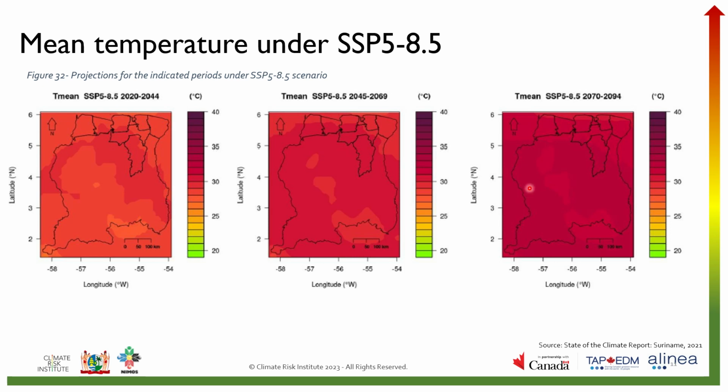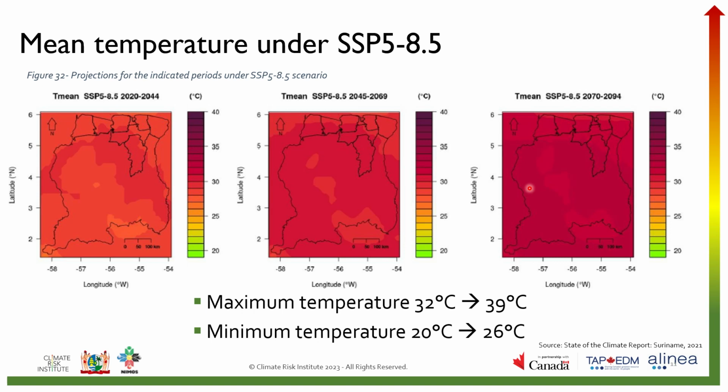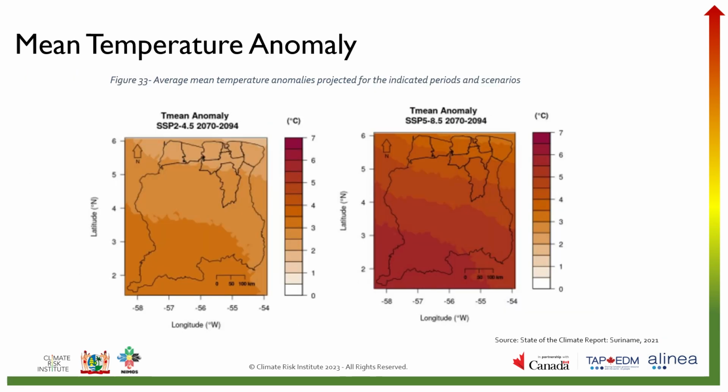Again, under SSP 8.5 for maximum temperature, we can anticipate an increase from 32 degrees Celsius to 39 degrees Celsius, so a few degrees warmer than the SSP2 4.5 scenario. And for minimum temperature, we can expect an increase from 20 degrees Celsius to 26 degrees Celsius by the end of the 21st century. By how much will the mean temperature change, and where will we see the largest magnitude of change in the mean temperature?